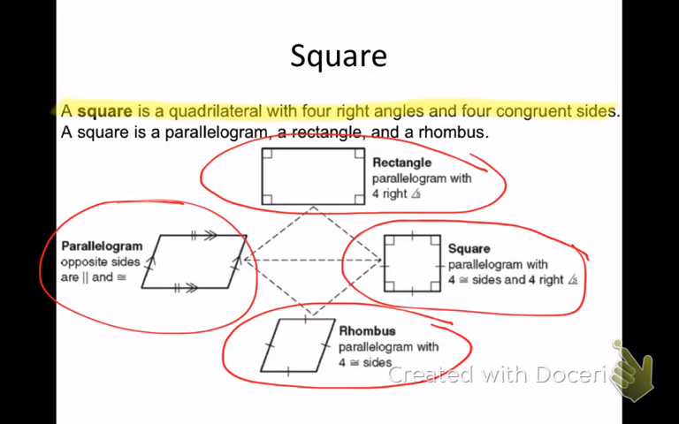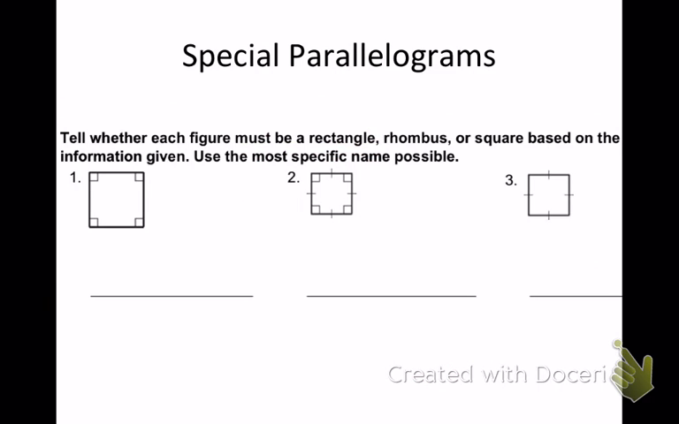So let's try out the first set of questions here. These three. Now again, you cannot say, well, they all look like they are squares. It says, tell whether each figure must be a rectangle, rhombus, or square based on the information given. Use the most specific name possible. Could you say probably all four look like squares? Yeah, but I cannot say that for certain. So let's look at number one. I know that number one has all right angles. That tells me number one is for sure what, Reed? That is for sure a rectangle. So number one, I would say, is a rectangle.